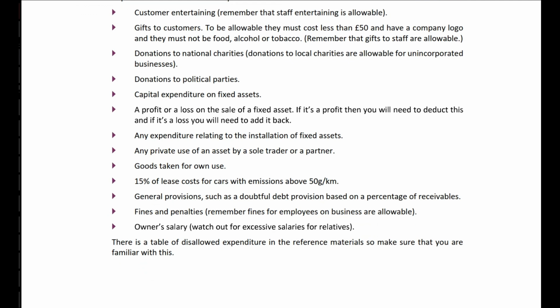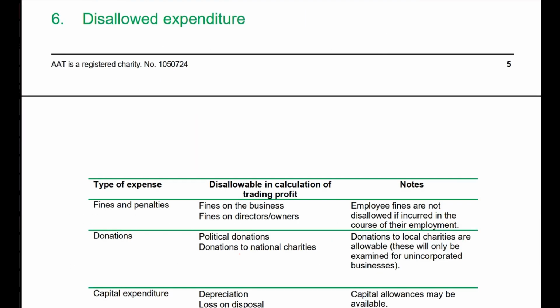And then it mentions there is a table of disallowed expenditure in the reference material that we ought to be familiar with. So let's have a look at that. It's here. The reference material, if you remember, is provided to you throughout the assessment through pop-up windows. And this is section number 6 of the reference material, headed up disallowed expenditure.